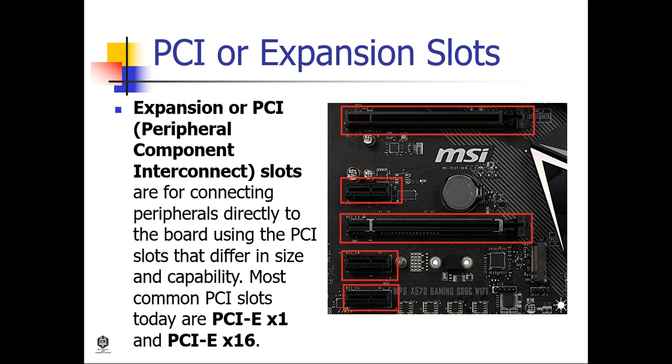PCI or expansion slots. Expansion or PCI, peripheral component interconnect, slots are for connecting peripherals directly to the board using the PCI slots that differ in size and capability. Most common PCI slots today are PCIe x1 and PCIe x16. Older motherboards used to have AGP slots too, that were used for installing a video card, which are now replaced by PCIe x16 slots.